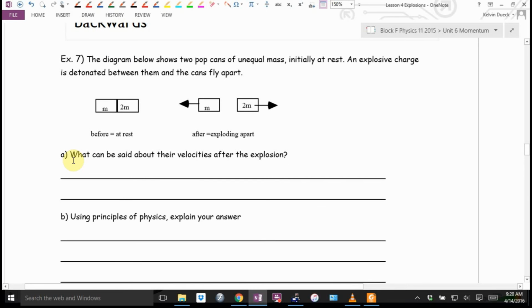The diagram below shows 2 pop cans of unequal mass. In fact, one has a mass of m, the other has a mass of 2m. An explosive charge is detonated between them. Boom! And they fly apart. What can you tell me about their velocities after the collision? Yeah, the one on the left has to be double the one on the right. The lighter can goes at twice the speed.